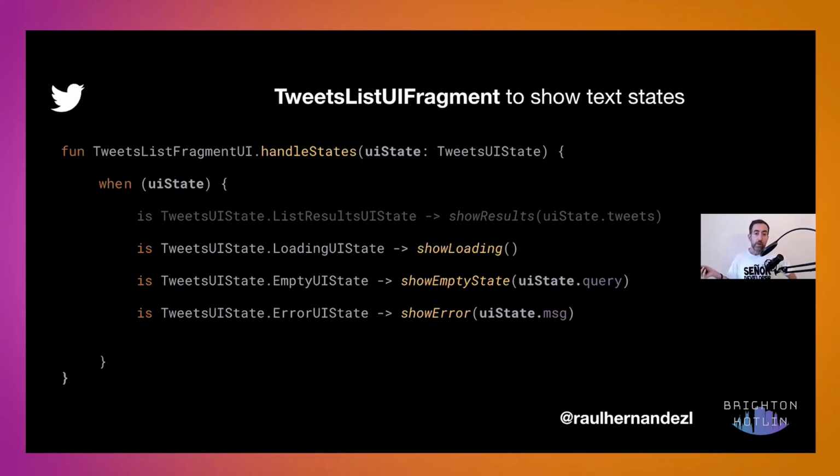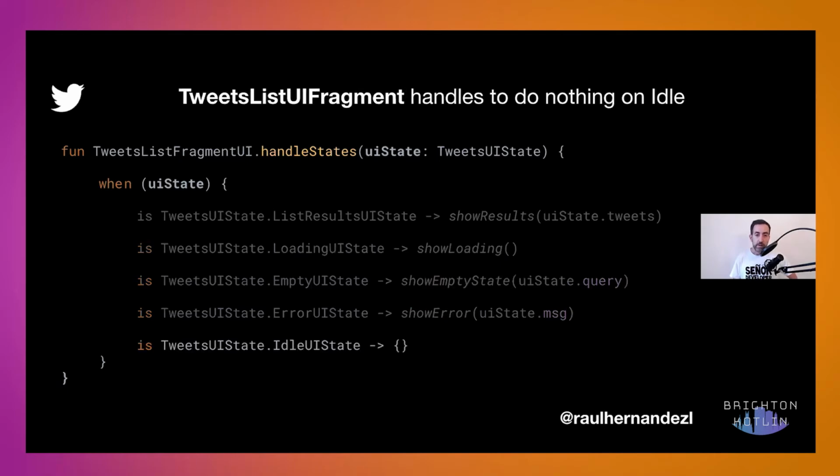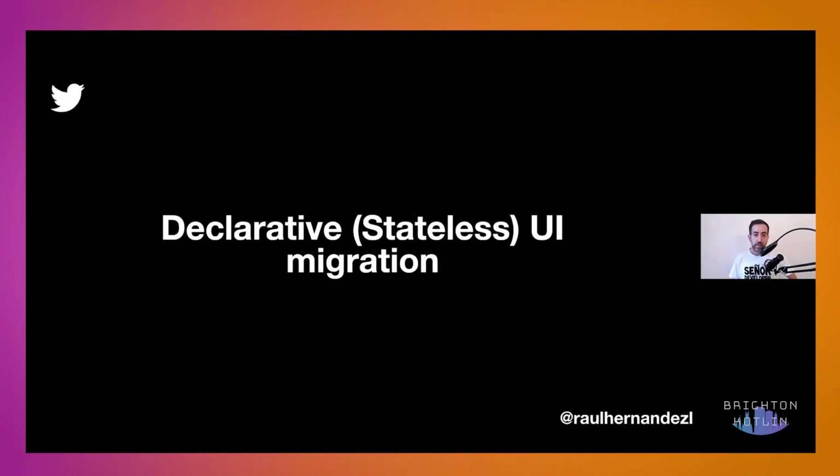elements. For the next one, I will show the empty state and I will hide the other elements. I will show the error and I will hide the other ones, right? And for the idle, I don't need anything for my imperative UI. I just make nothing there, right? So let's see what's the difference between that and the declarative stateless UI migration.